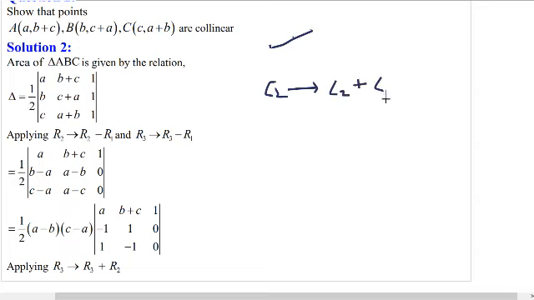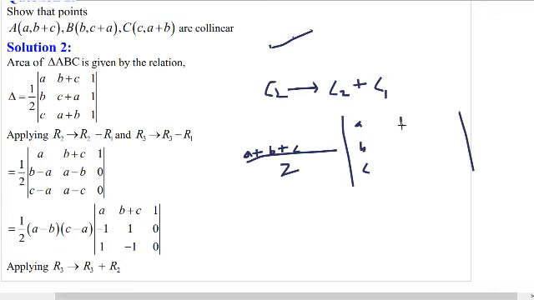So what will happen? If you add column 1 to column 2, here you will get a plus b plus c, here you will get a plus b plus c, here you will get a plus b plus c, right? So from column 2 you can take a plus b plus c common, and outside already half is there. So what you are getting finally inside the determinant? The elements of the first column are a, b, c. First element a, second b, c.